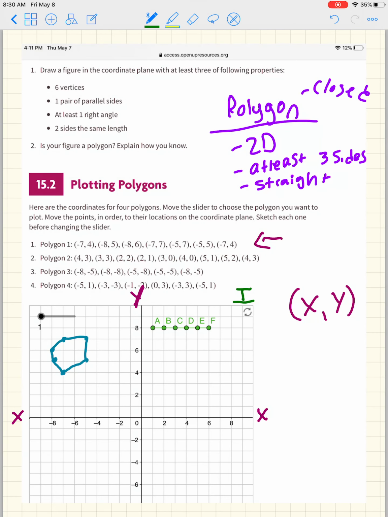Okay, here we have quadrant 1, quadrant 2, quadrant 3, and quadrant 4. And remember this to help you when you're plotting. In quadrant 1, you're always going to have a positive x and a positive y. In quadrant 2, we're always going to have a negative x, positive y, which we did in all of our points in this polygon. So that's good.